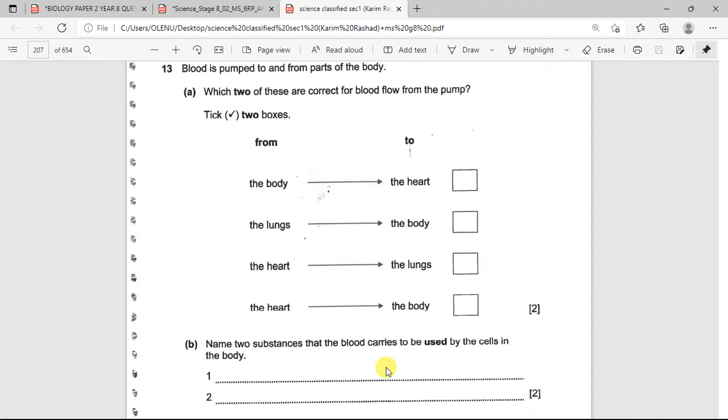So first, here I have: blood is pumped to and from parts of the body. Which two of these are correct for blood flow from the pump? Now the pump here is the heart. So that means which two of these correctly show the flow of blood? So blood is either pumped from the heart to the lungs, where it will get oxygenated, or from the heart to other parts of the body. So here we look at from heart to lungs and from heart to the body.